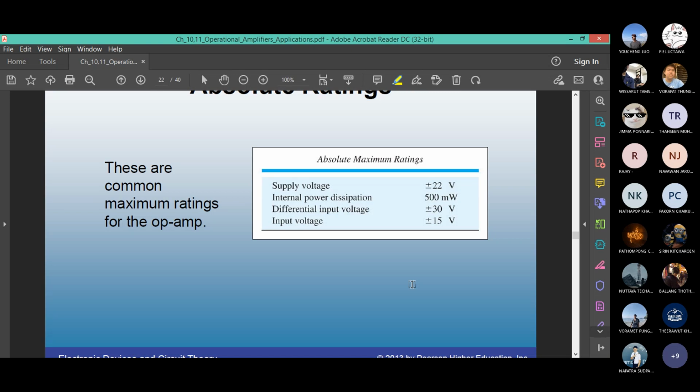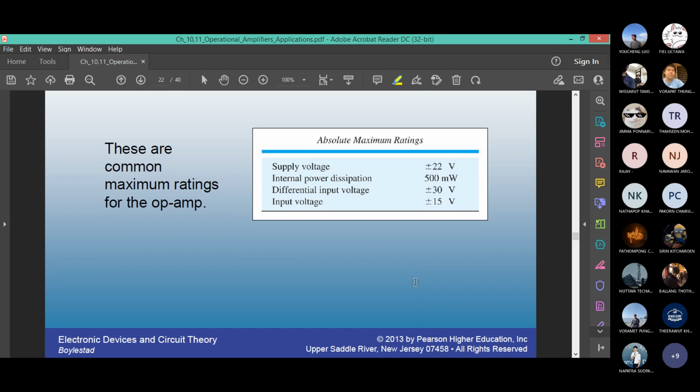Differential input voltage refers to the limit of how much difference you can have on the differential input. When you calculate VD, you should not have more than plus minus 30 volts difference. And the input voltage itself should not exceed a magnitude of 15 volts on any given pin. Supply voltage and input voltage are not the same. What is the supply voltage? It is the DC biasing. Remember, without the DC biasing, the amplifier will not turn on and amplify the signal. It was asked in the quiz.